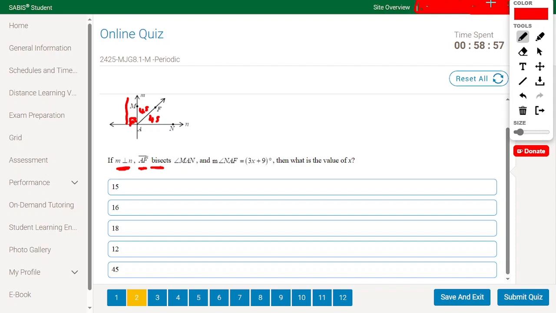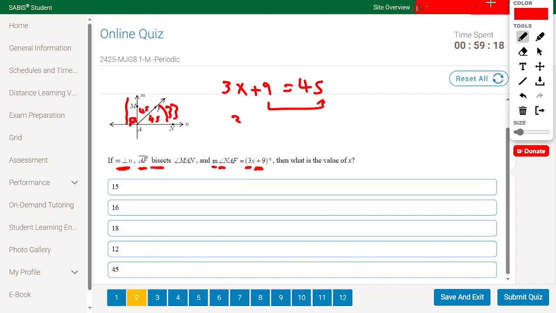Now, the measurement of angle NAF equals 3x plus 9. So what is the value of x? So this angle is 45 degrees. So we'll say 3x plus 9 equals 45.